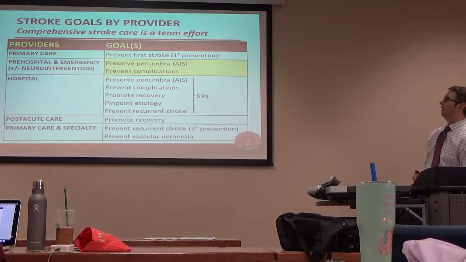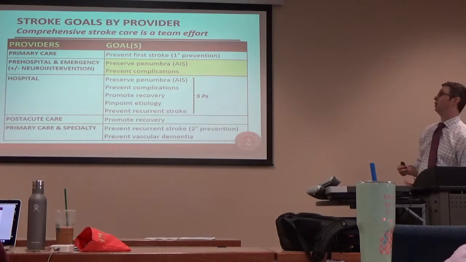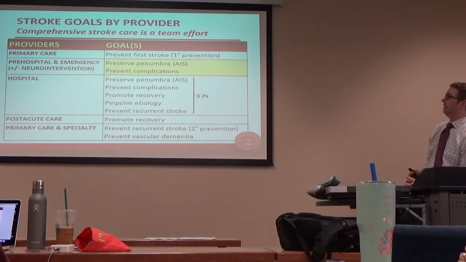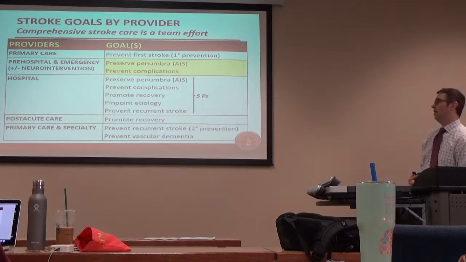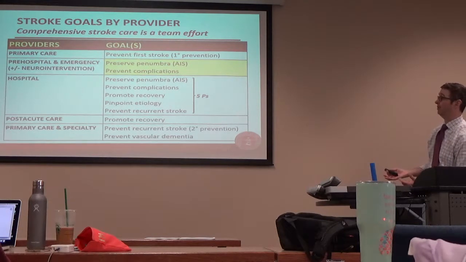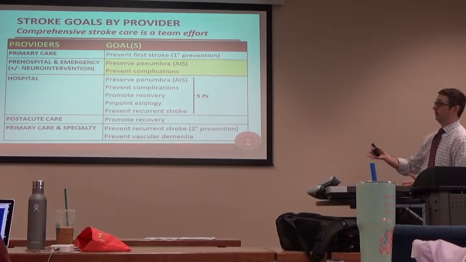Okay, so this lists providers' roles. If you all decide to go into primary care, prevent your first stroke, so that's control blood sugar, blood pressure, weight, lipids. Then pre-hospital and the emergency department, and the neuro ICU and the neuro intervention guys. Those are the folks that do the thrombectomies. We want to try and preserve the penumbra, prevent complications in the hospital, promote recovery, try and figure out the cause and prevent recurrent stroke. Then they go to post-acute rehab facility to promote recovery, and then they're back to primary care. And that's the secondary stroke prevention, and then prevent vascular dementia.